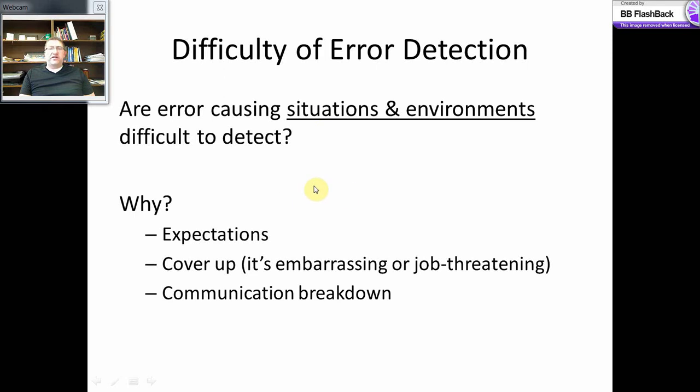Why is it hard to detect errors? What makes it so hard? Well, we have expectations, right? We all think something is going to work. I don't know in advance that I forgot something, right? Well, I guess sometimes you do. Sometimes I'm walking around going, I know I'm supposed to do something, but I cannot remember what it is. Sometimes. But most of the time, I don't recognize until after the fact that I've had a lapse or I've had a slip, right?